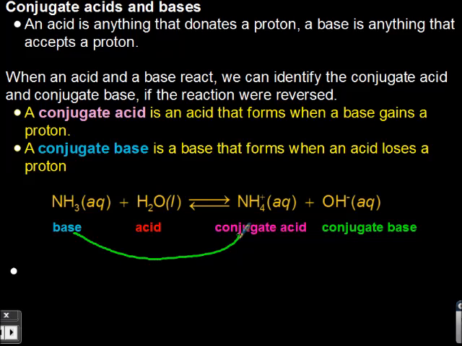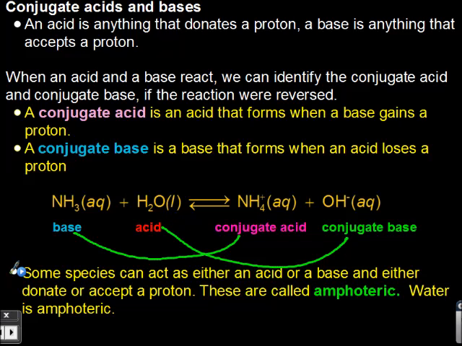the base with the proton added to it. The conjugate base, if you see this, is the acid with a proton removed from it. We call this a conjugate acid-base pair when we work with our reaction. Some species can act as either an acid or a base, depending on if they're going to donate or accept a proton. They're called amphoteric.